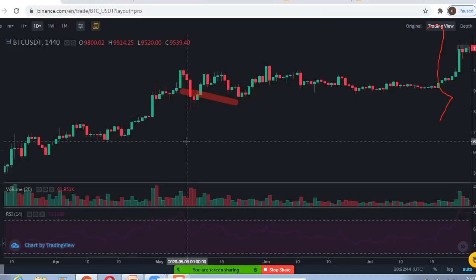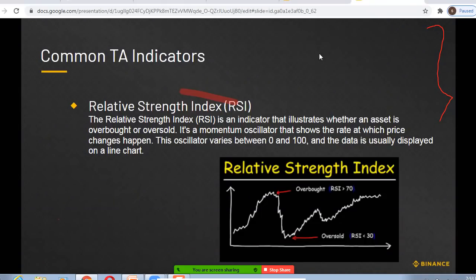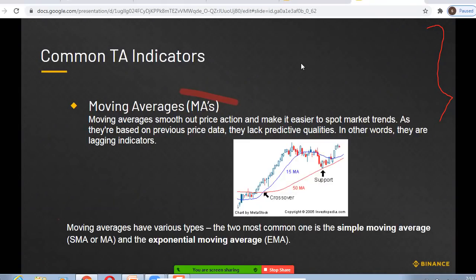In summary, RSI predicts the strength of the market using oversold and overbought conditions. I said at overbought condition you sell, while at oversold condition you buy the market. So that's very important. Now the next thing we're looking at is moving averages.